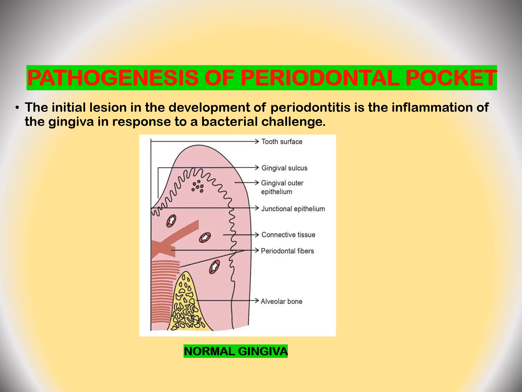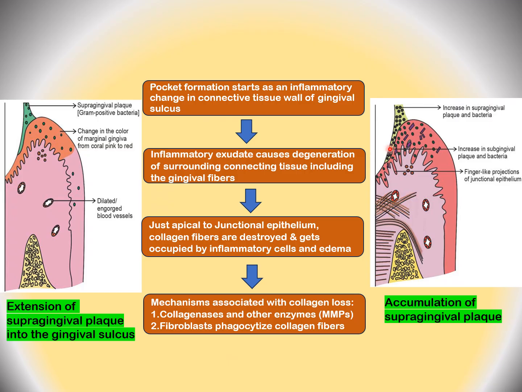So coming to the pathogenesis of periodontal pocket, the initial lesion in the development of periodontitis is the inflammation of the gingiva in response to a bacterial challenge. Now the pocket formation begins with the inflammatory changes in the connective tissue wall of the gingival sulcus. The inflammatory exudate leads to degeneration of the surrounding connective tissue, including the gingival fibers.